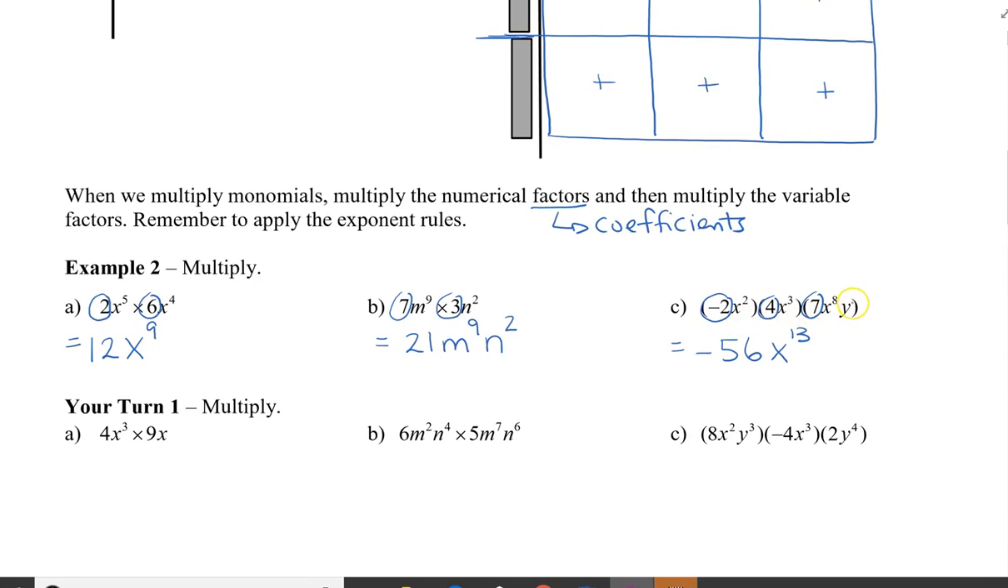So that will be x to the power of 13. And then we also have this lone y at the very end here. And it doesn't match up with any of them, so we are just going to place y at the very end. So that's how you can multiply monomials.